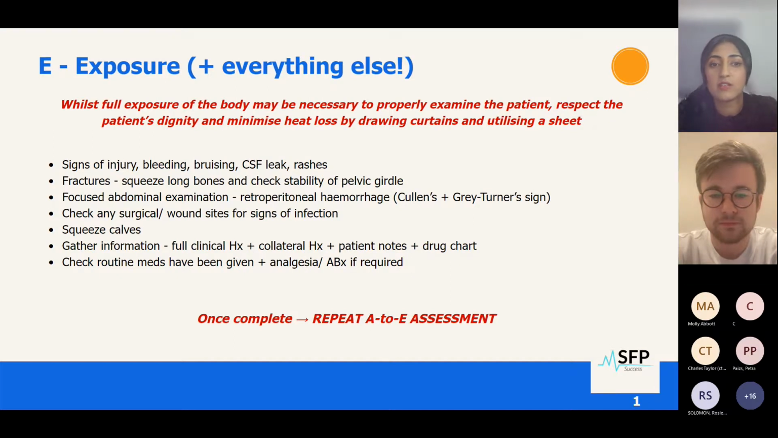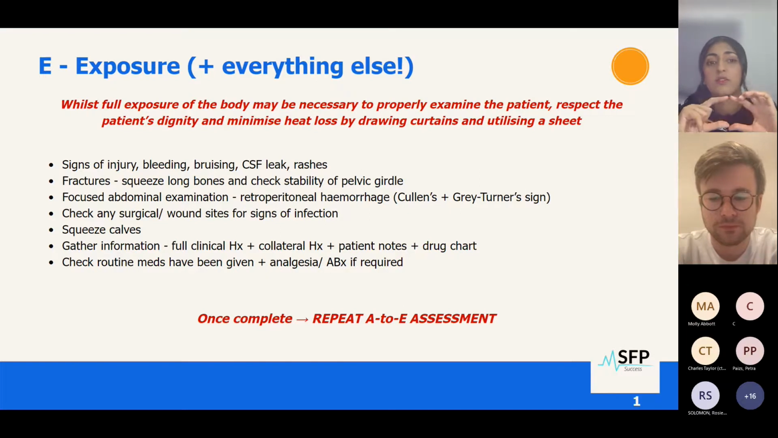You can either do the focused abdominal examination, like Matt said in the previous section. If you haven't done it by that point, do it here in E. And the extra things that you're looking for are any signs of bleeding, so looking for Cullen's and Gray-Turner signs. You also want to check, I think quite a common scenario in A to E is that it will be the sepsis 6 that you'll be doing, and it might be a post-op patient.